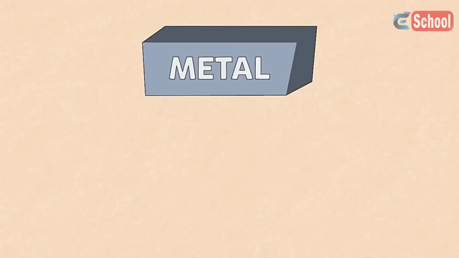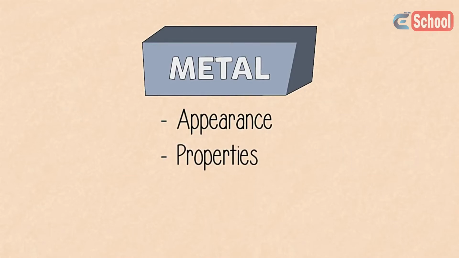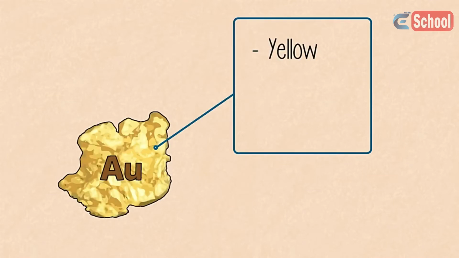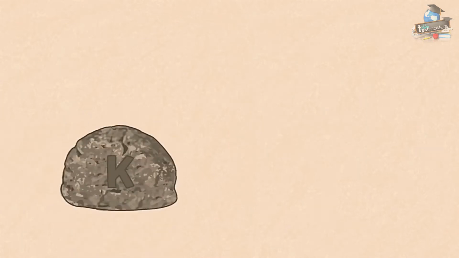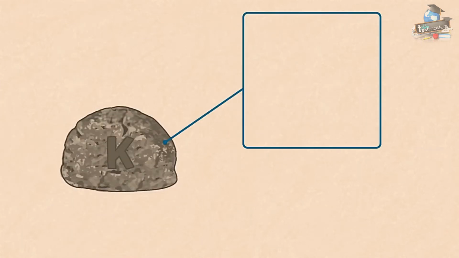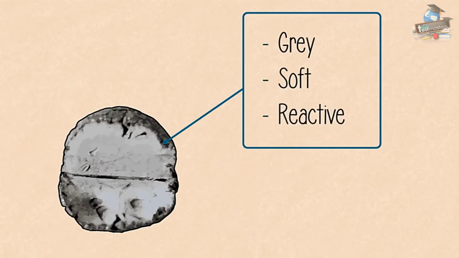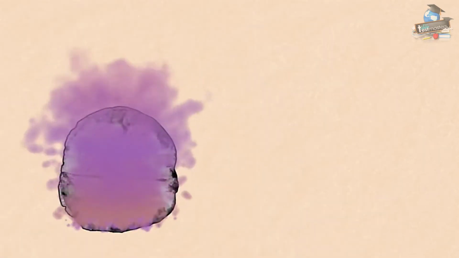Metals can vary greatly from one another in terms of their appearance, properties, uses, and reactivity. Gold, as an example, is yellow, relatively hard, and very unreactive. Potassium, on the other hand, is gray, relatively soft, and reacts vigorously with oxygen and water.